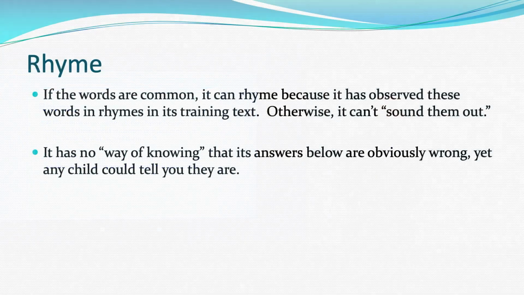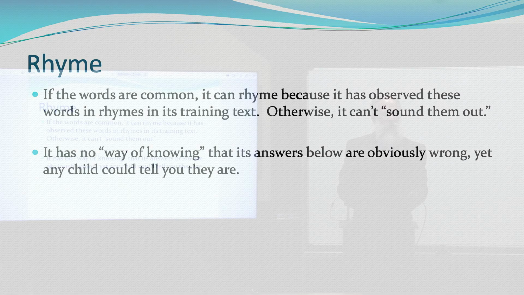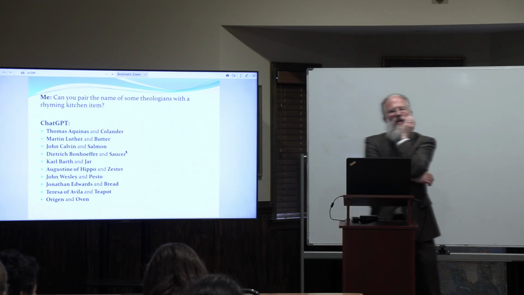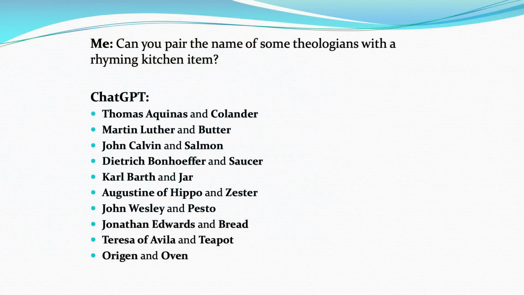You ask it to rhyme. Well, if the words are common, like in the little sonnet that I gave you, it can do that. But go a little bit outside and it thinks it's rhyming, and any child can tell you that it's not. So I asked it, can you pair the name of some theologians with a rhyming kitchen item? This is actually hard. I've tried to do this on my own.